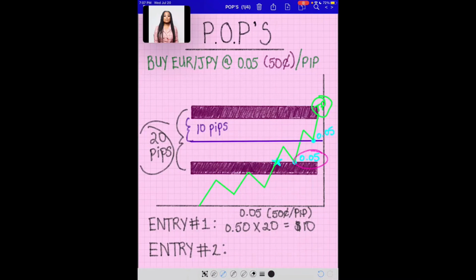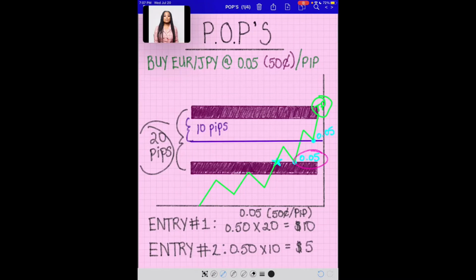But we can't forget that we got a second entry about midway through these two zones. So again, I'm going to do 0.50, representing 50 cents, right? Because we did leverage 0.05 on our second entry as well. But instead of going for 20 pips on the second entry, we only got 10 pips. So we're going to multiply 0.50 times 10, and that is equal to $5, you guys.